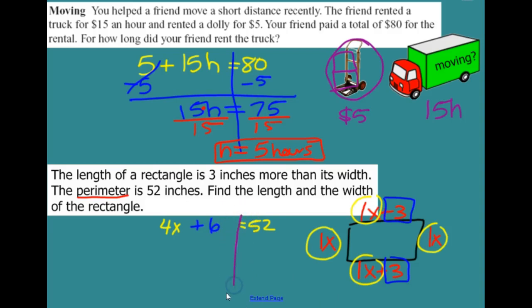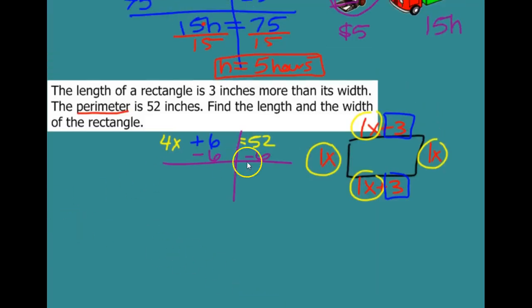So all we have to do is solve. Let's subtract 6 first. We have 4x. 52 minus 6 is 48. And then divide by 4. 48 divided by 4, not going to be a nice number. 48 divided by 4 in my calculator is 12. So the width right here is 12. So the width is 12. That means the length over here, that's the width. The length is 3 inches more, so that would be 15.